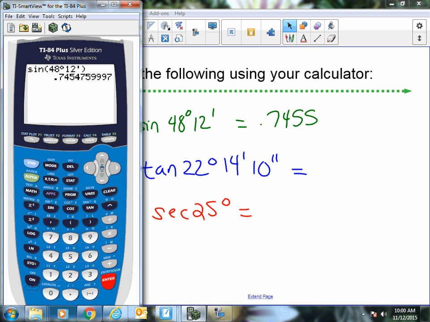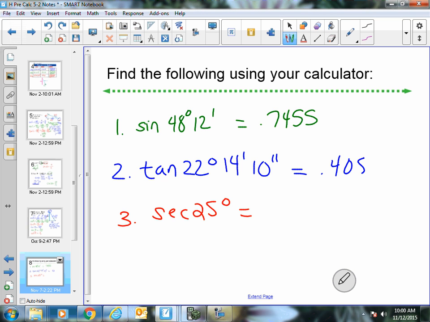Okay, let's try the tangent one. So tangent. Now we have degrees, minutes, seconds. So 22, go to your angle menu, grab the degrees. 14, go to the angle menu, grab your minutes. And then 10, remember that's not in your angle menu. Where do we find the seconds? Alpha and then plus. And then again, I'll finish that off even though I don't have to. And we get 0.4088. Hopefully everybody's able to get that.